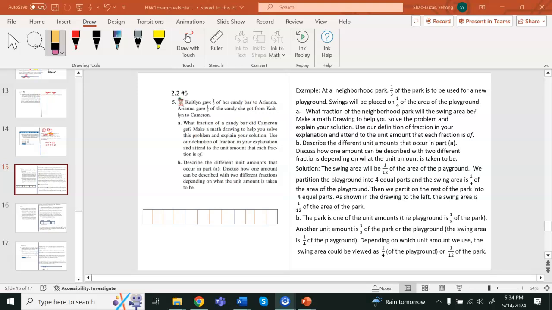Section 2.2 homework problem number 5. Now, this could be a challenging problem if we don't understand fractions. So let's look at my example.